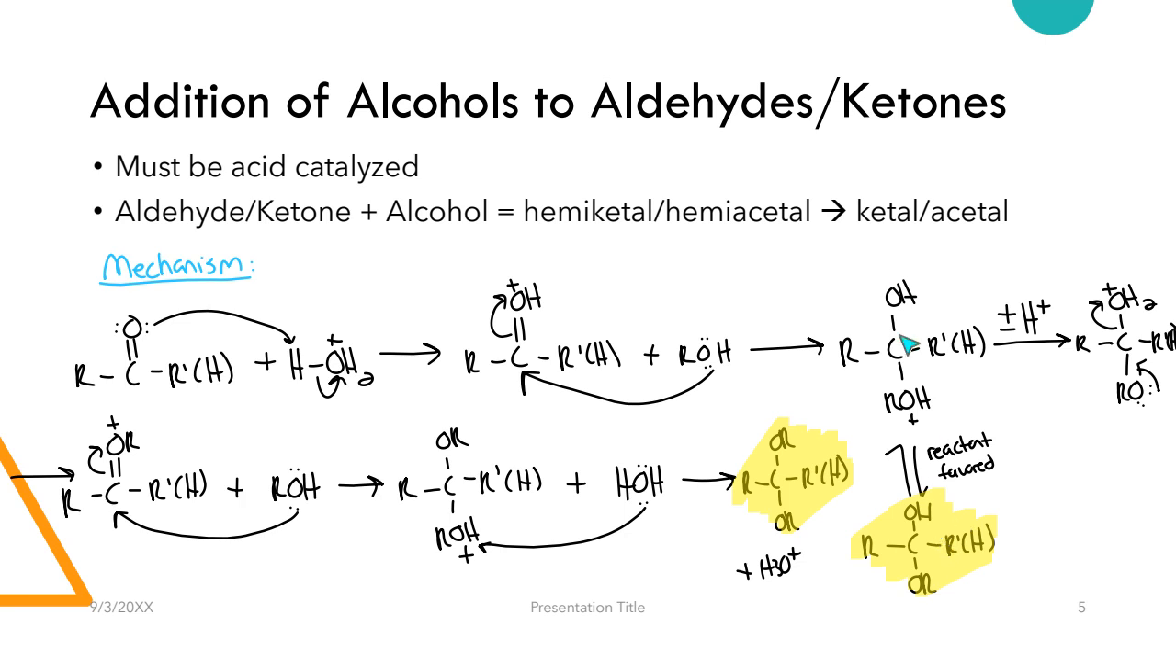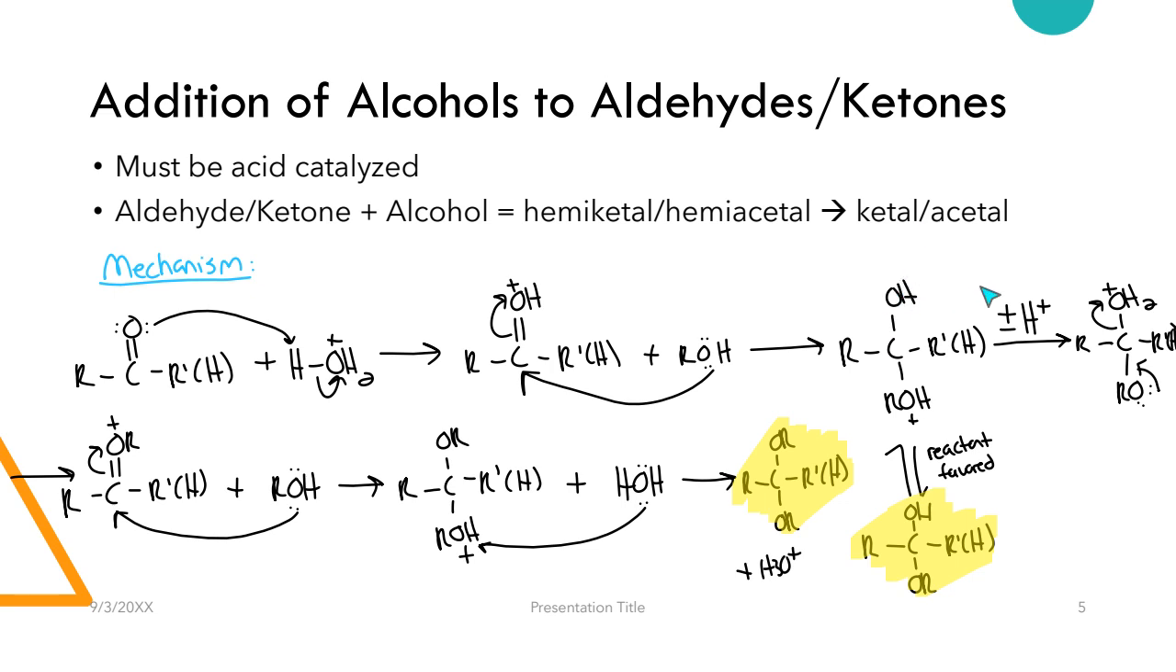So from here, we have an intramolecular proton transfer from this oxygen here. This hydrogen comes from this oxygen and goes up to here. And that's because, again, the OH group likes to be protonated a lot, so it can come off.